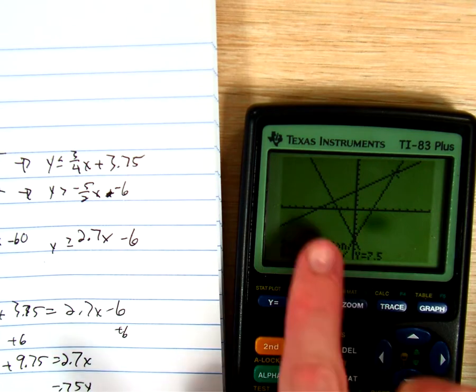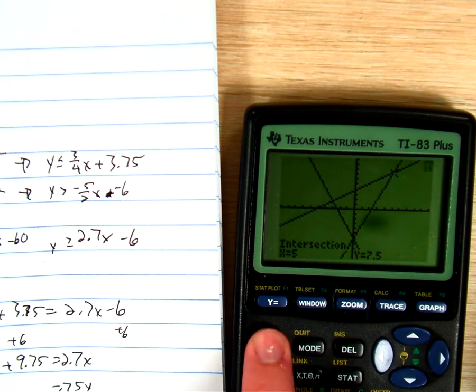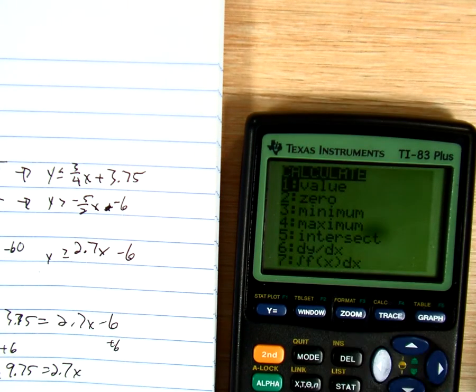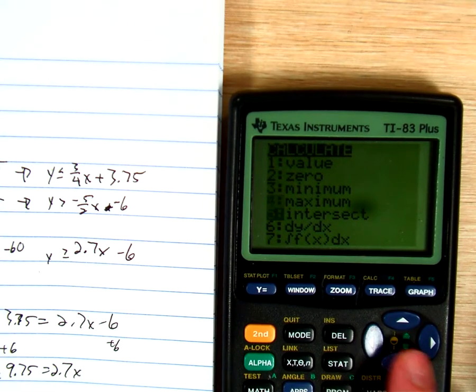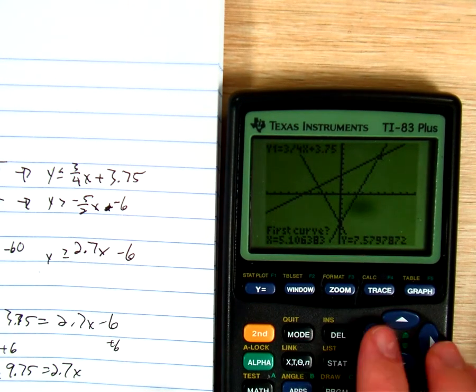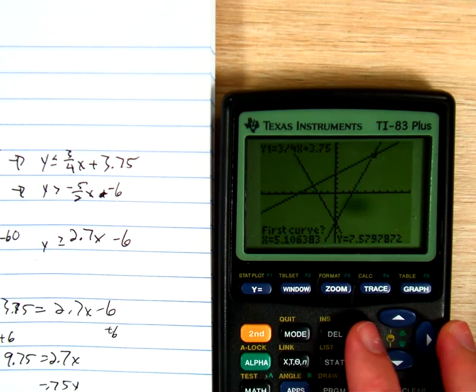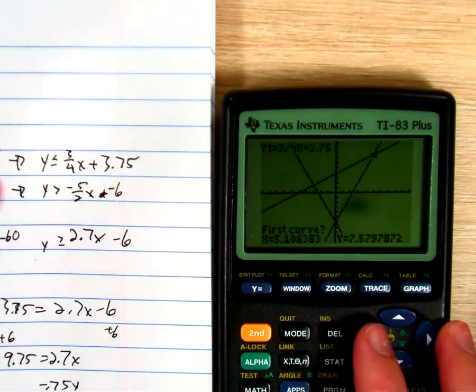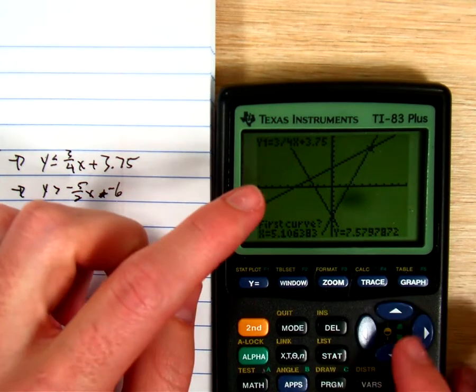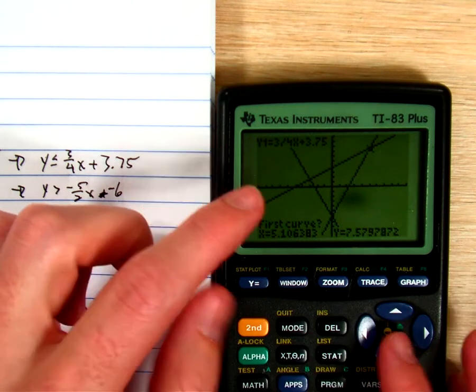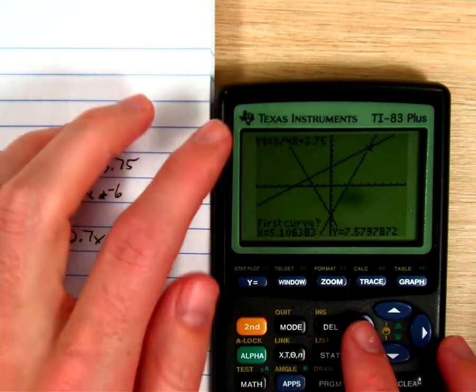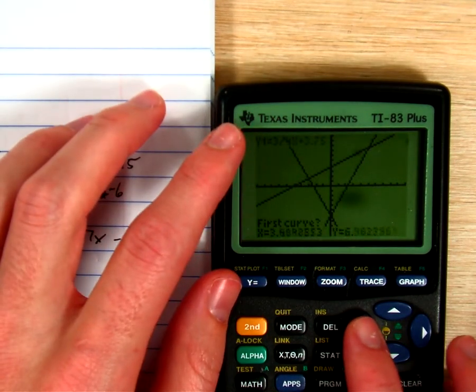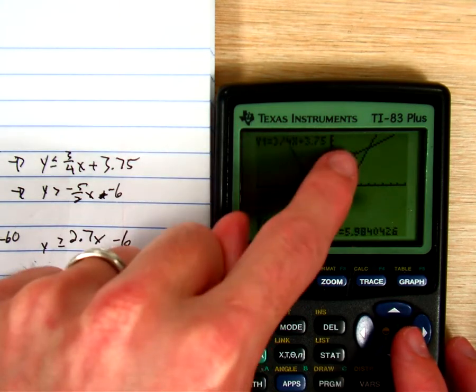Okay, next you want to do this one. Second, trace, intersect. I want to know where those two lines intersect. Okay, first curve. Oh, it's blinking right there. How do I know which one that is? Okay, up and down will cycle through the lines. Left and right will move your little spider guy. So let me hit left and see which one I'm on. Oh, okay, I'm on this one. Yep, that's what I want.